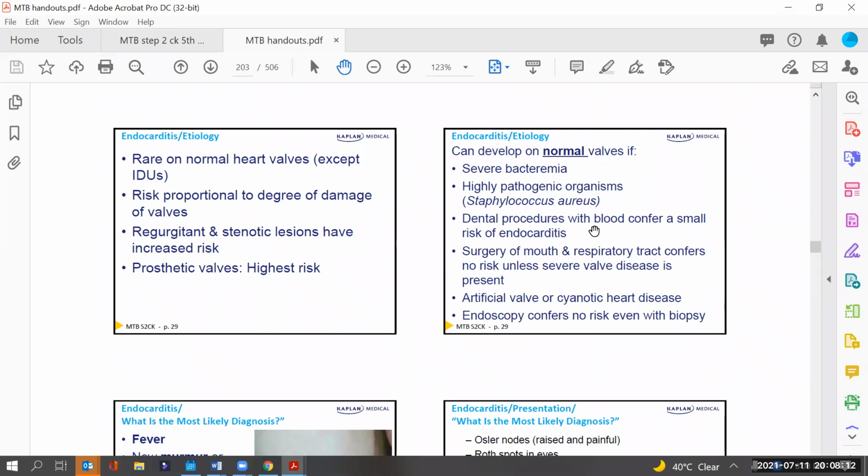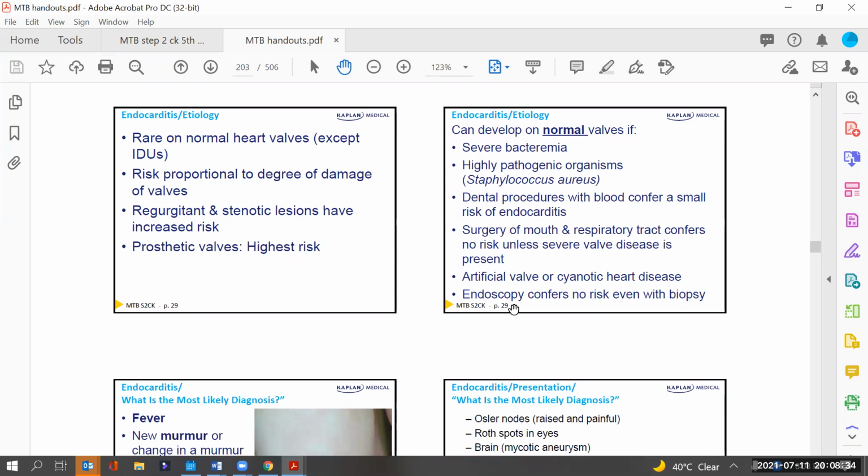Dental procedures with blood confer a small risk of endocarditis, but there is always a risk. Surgery of the mouth and respiratory tract confers no risk unless severe valve disease is present, an artificial valve or cyanotic heart disease. So artificial valves, prosthetic valves, are more prone towards getting infection easily, or else if the patient is having severe bacteremia, that can lead to endocarditis.